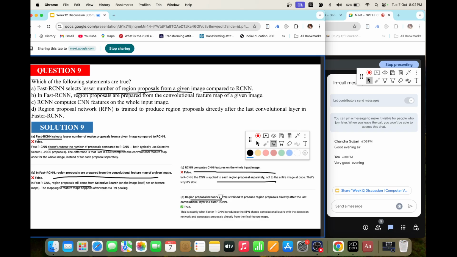Region Proposal Network RPN is used in Faster RCNN. That is true. So again, this is a pure theoretical question. I request you to please go through all the theory for this detection as well as U-Net. Please read what is RCNN, what is Fast RCNN, Faster RCNN, and also U-Net. Everything I have given in this slide, so you can just read it, and by reading it, many of your doubts will get clarified. So this is again a proper theoretical question. So option D is the correct answer.